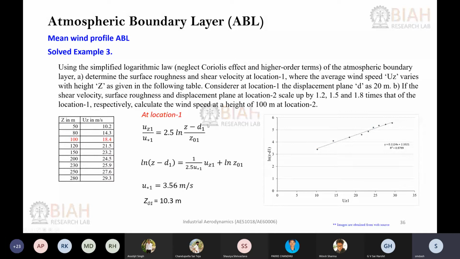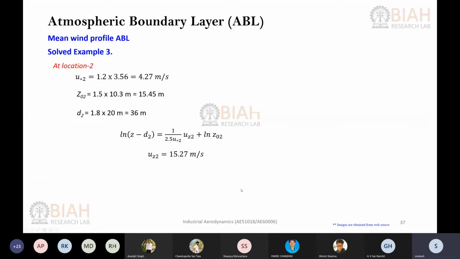D is kind of an average plane shift. You are not shifting to the maximum height of the building or the trees. If you are talking about forest land, you are taking an average value up to which the velocity profile is okay to estimate. If you go below D, this displacement plane, the values cannot be estimated properly. That's why D, the displacement plane, is selected based on the surface roughness parameter for that particular terrain.